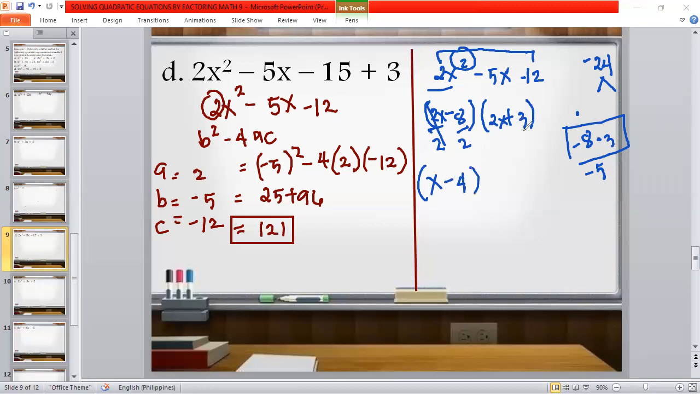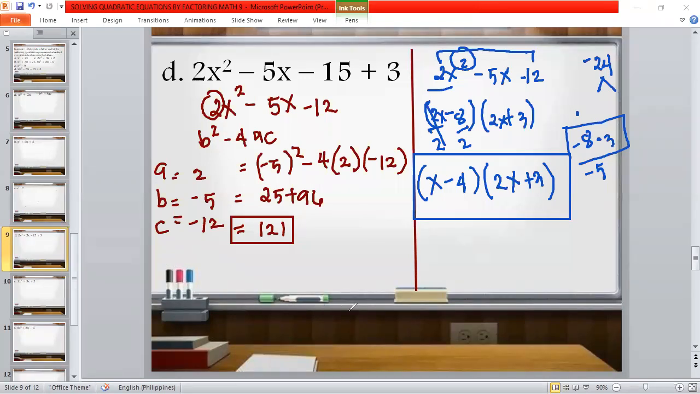Okay, so si 2 divisible ba siya kay 3? No. If the number or if the leading coefficient or if the least common factor is not divisible by that number, then huwag niyo na po siyang gagalawin. Dahil hindi naman po divisible si 2 kay 3, then huwag niyo na po siyang gagalawin. Isulat niyo na lang po siya as 2x plus 3. Then this is now the factor of 2x squared minus 5x minus 12.